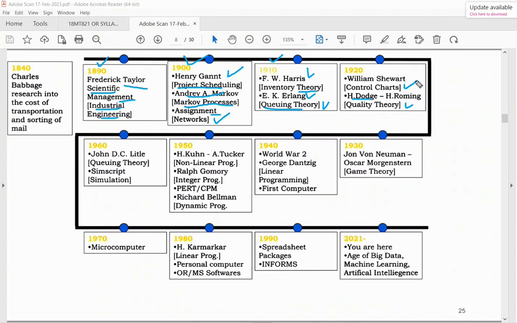Why is that flow chart required? What process is taking place? To define that, control charts were defined by William in the year 1920. Then in 1960, John D. Little defined queueing theory and the simulation models.